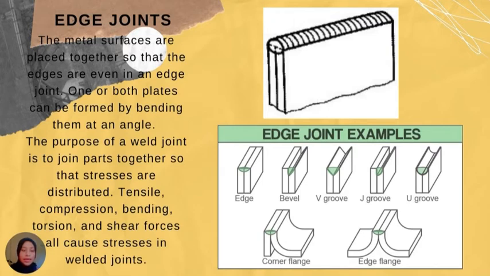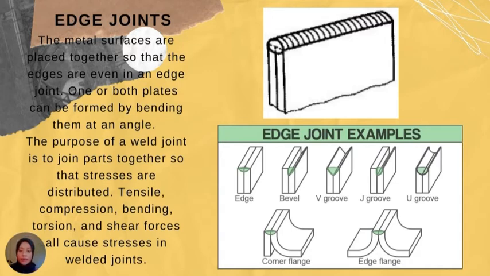So lastly, edge joints. The metal surfaces are placed together so that the edges are even in an edge joint. One or both plates can be formed by bending them at an angle. The purpose of weld joint is to join parts together so that stresses are distributed. Tensile, compression, bending, torsion, and shear forces are all causes of stresses in welded joints.